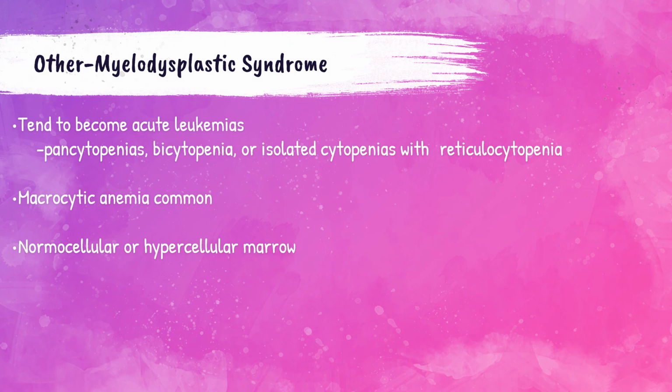All right, and then myelodysplastic syndromes are a group of disorders that result in issues within the bone marrow. These usually end up becoming acute leukemias, unfortunately. Some have pancytopenia, so a reduction in all 3 cell types, bicytopenia, so a reduction in 2 different cell types, or just a reduction in 1 cell lineage. Macrocytes are common in these disorders as well, so larger than normal red blood cells. And the marrow can either be normocellular or hypercellular. So I'll talk more about myelodysplastic syndromes in my lectures on blood cancer, so go ahead and check those out.